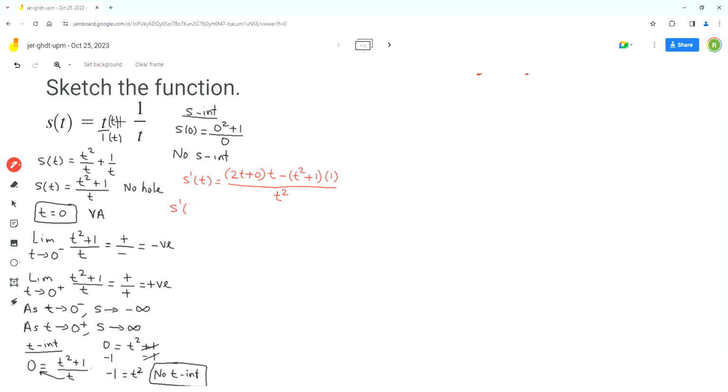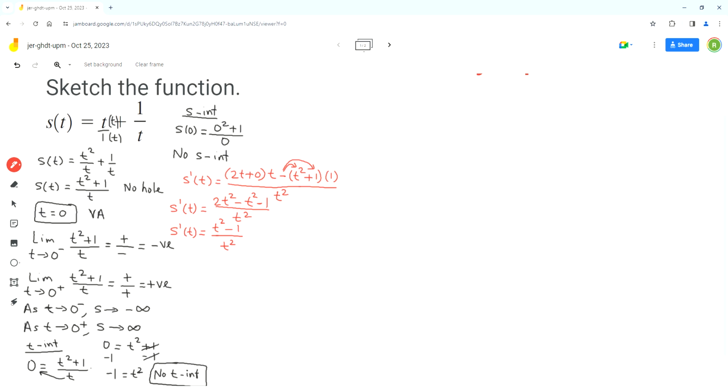So now we can simplify the expression in the numerator. 2t plus 0 is just 2t. So 2t times t will be 2t squared minus, now t squared plus 1 times 1 will be t squared plus 1, and we can distribute the negative sign in the parentheses. So we get negative t squared minus 1 over t squared. Now we can combine like terms in the numerator. So 2t squared minus t squared is equal to t squared minus 1 over t squared.